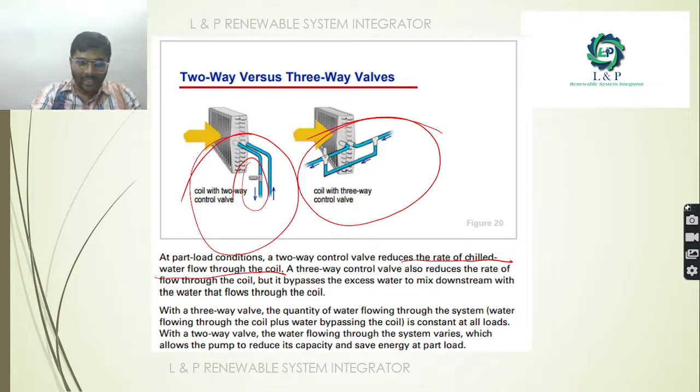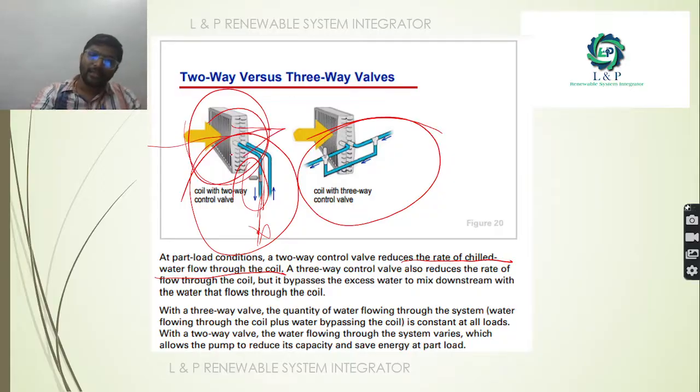So when we open it, more water will flow. If you want to establish the temperature, you need to close it down. You need to retain the water and you need to let the water through very slowly, so that the air which is passing through this cooling coil will become much cooler.